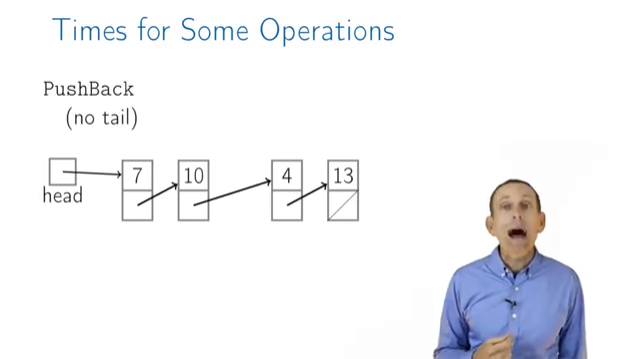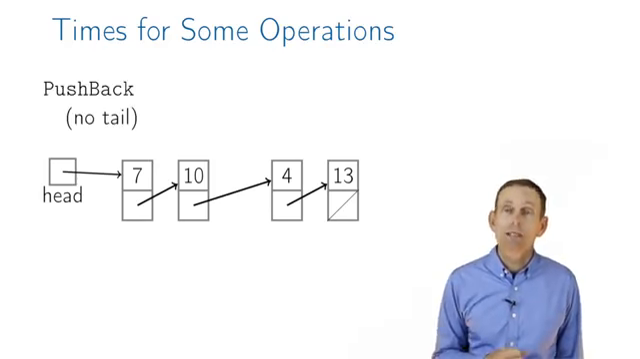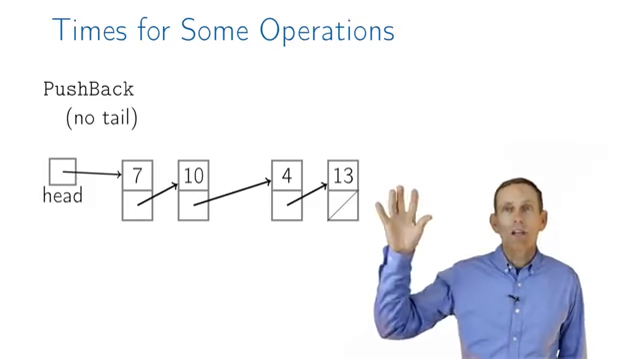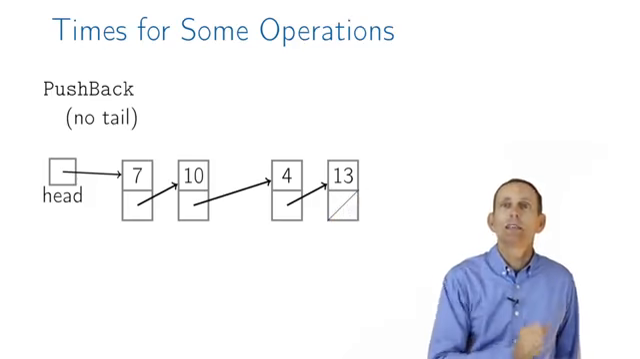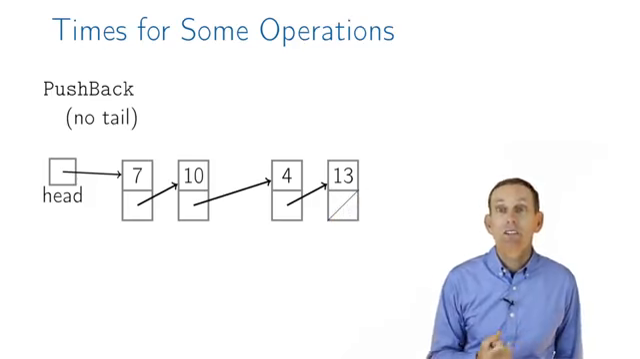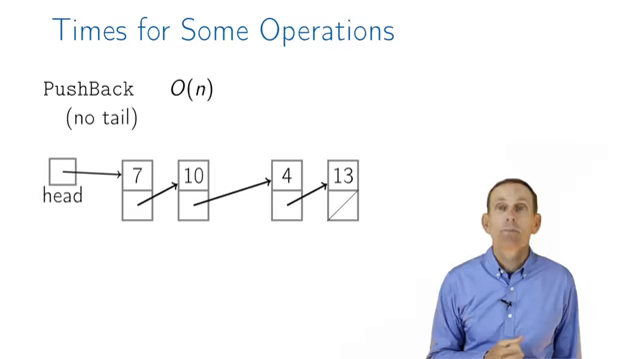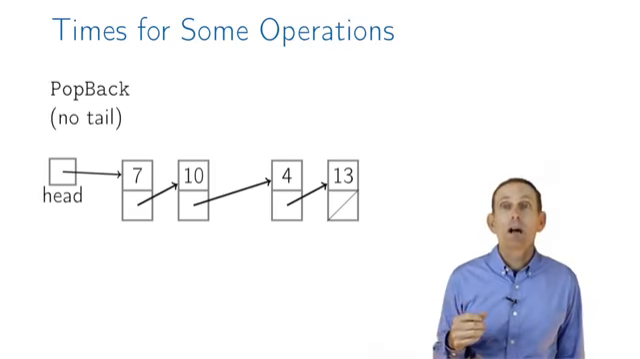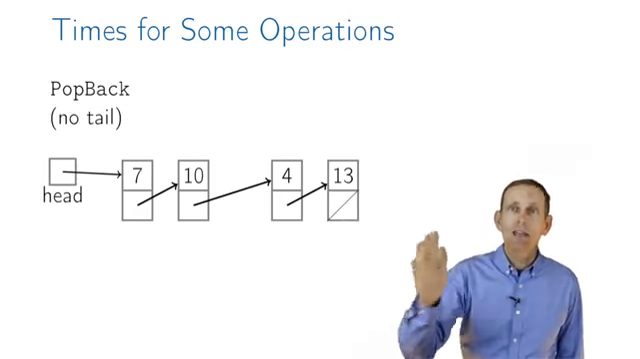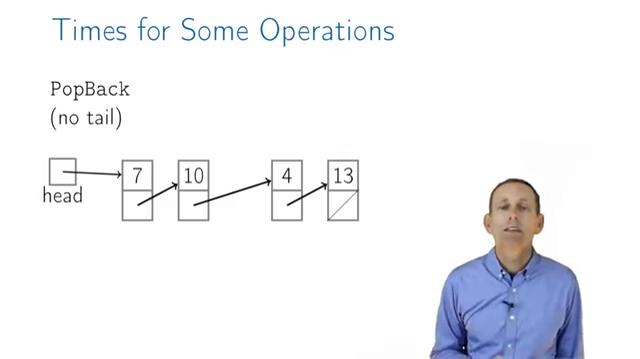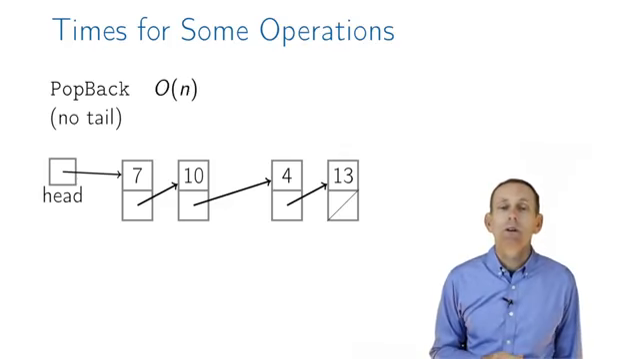If we want to push in the back, and we don't have a tail pointer, we're going to talk about a tail pointer in a moment, then it's going to be a fairly expensive operation. We're going to have to start at the head and walk our way down the list until we get to the end and add a node there. So that's going to be order n time. Similarly, if we want to top back or pop back, we're also going to have to start at the head and walk our way down to the last element. Those are all going to be order n time.